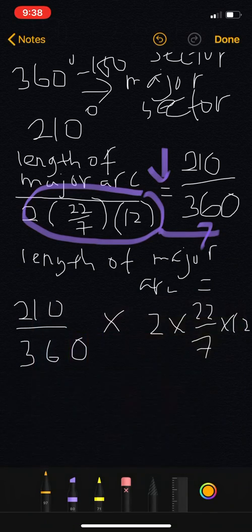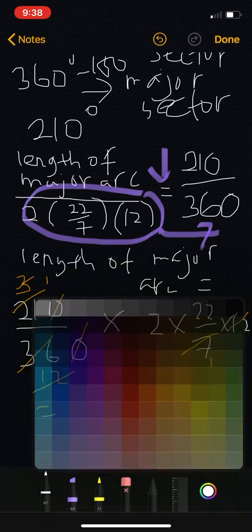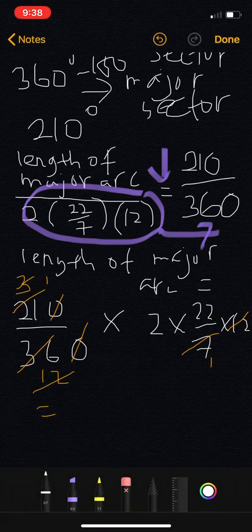So what should we do next? We can cancel this one, and then 21 and 7, we get 3, and then this 3 and this one is 1, this one is 12. This 12 you cancel with the 12 at the back, so the answer will be 44. So the length of the major arc is 44.